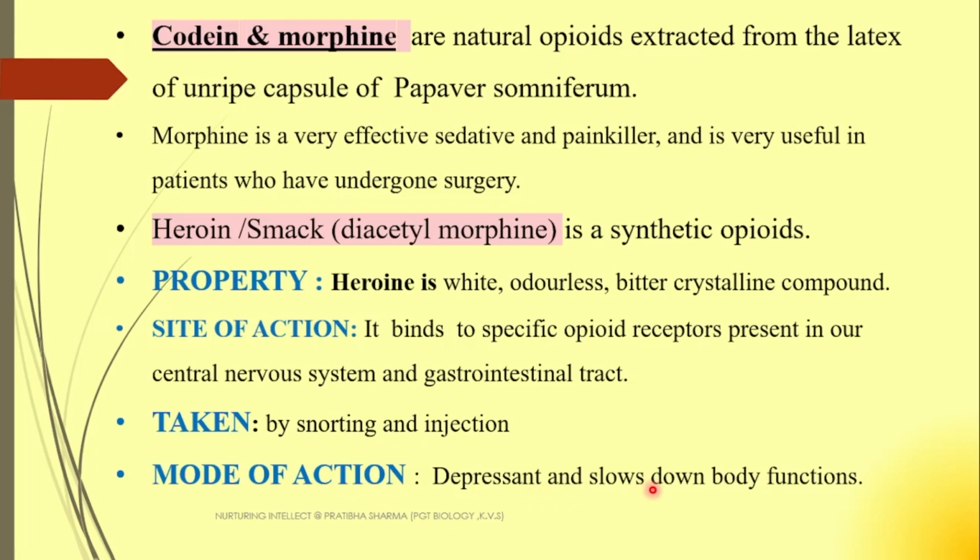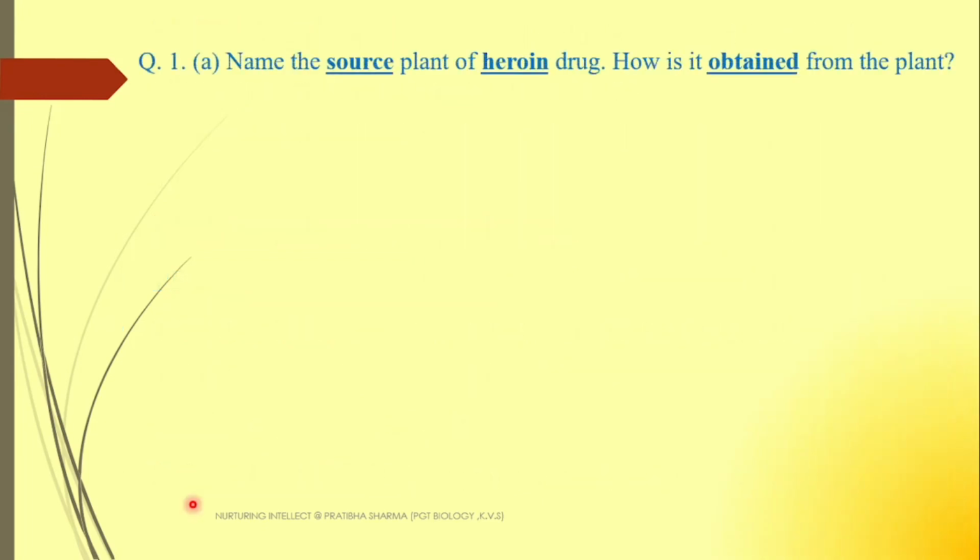So, for all types of drugs, you have to study the site of action, the source of that drug, how it is taken, and the mode of action. These are the main points, you have to learn them. Now let's see the questions based on opioids. The first question is, name the source plant of the heroin drug.